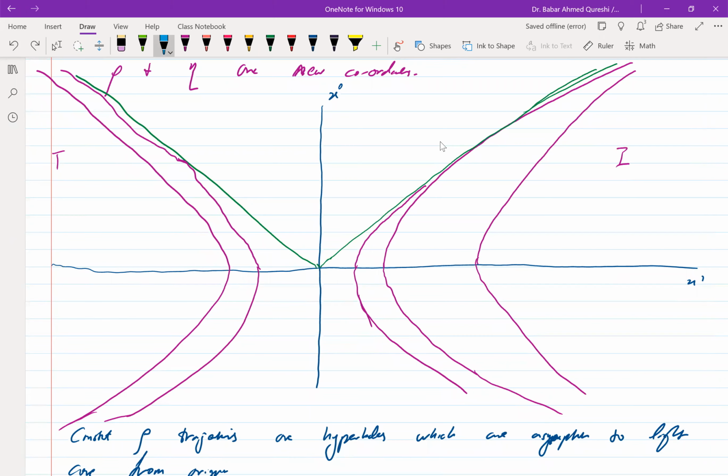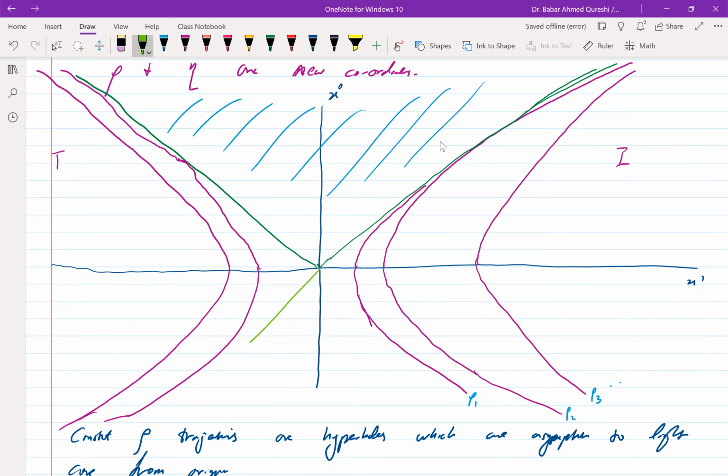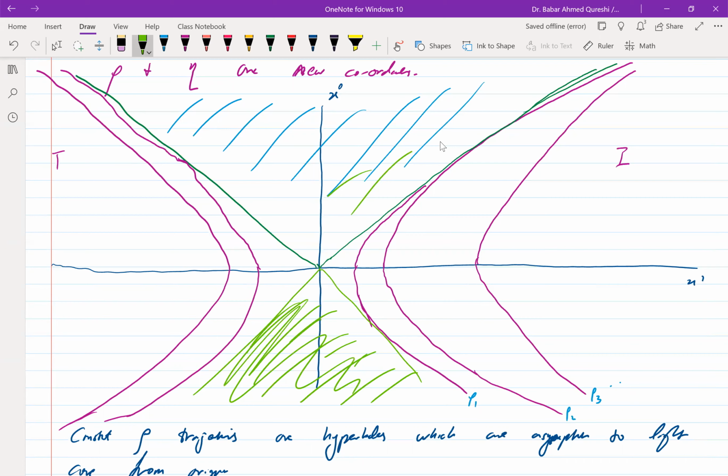Okay. So these are constant rhos. So rho 1, rho 2, rho 3, and so on. But notice something. No matter what rho you choose, this region and similarly this region is excluded. No trajectory goes into this region. Let me call it region 1, this I call region 2, this let's call region 3, region 4. No trajectory goes into region 3 and region 4.